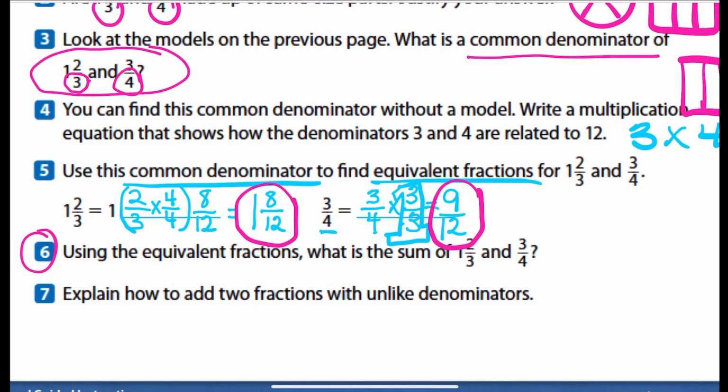Using equivalent fractions, what is the sum of 1 2/3 and 3/4? Well, this is equivalent to this, right? We just determined that. And 3/4 is equivalent to 9/12. So let's see. This is easy. We're just going to put it together. So 1 2/3, the equivalent for that would be 1 8/12. And then the equivalent for 3/4 is 9/12.